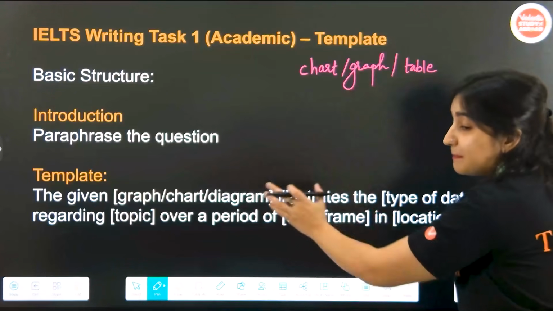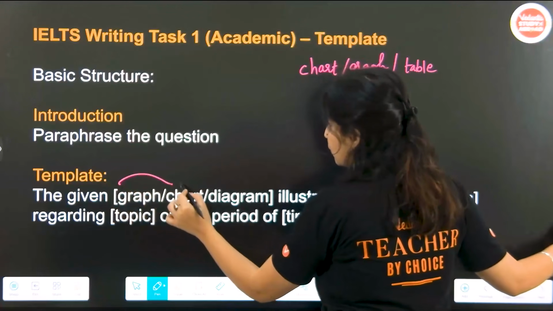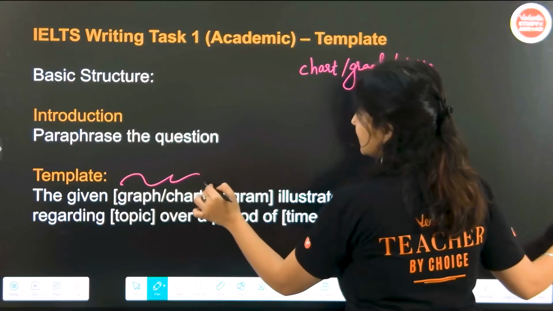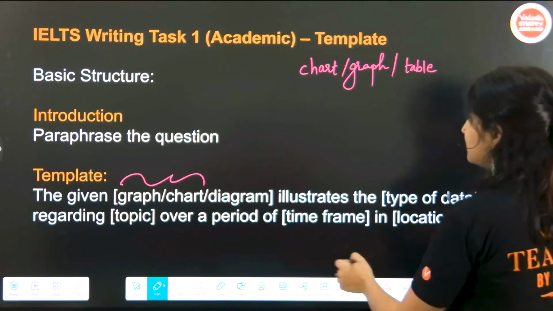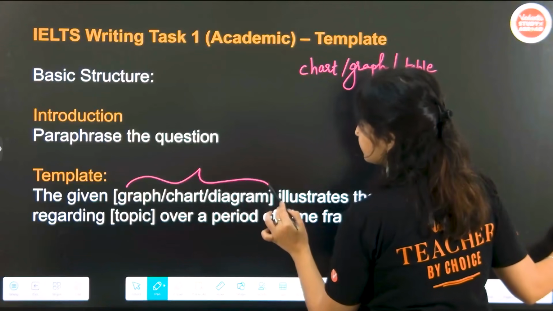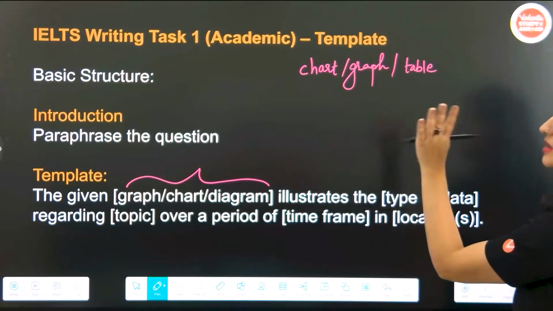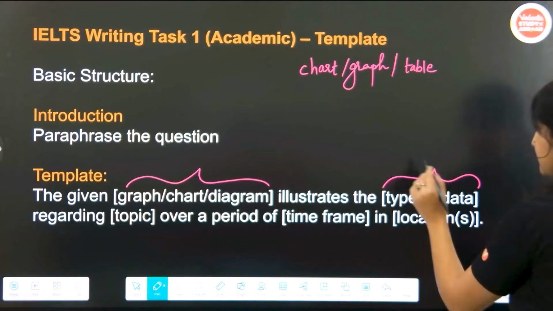So here's the template that you can follow for this. You can say, the given, and then choose what it is. Is it a graph? Is it a chart? Accordingly, you plug in a word or a diagram. Anyway, so the given chart illustrates the what type of data.